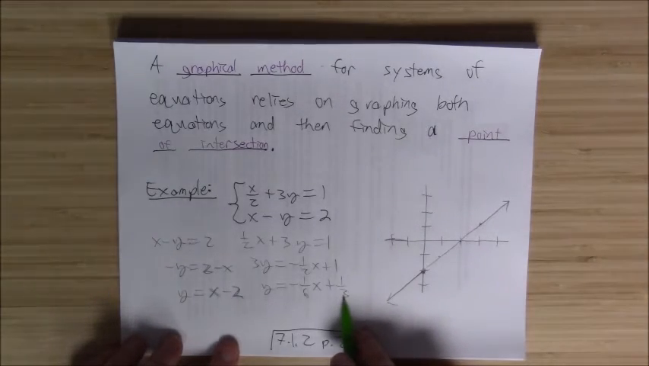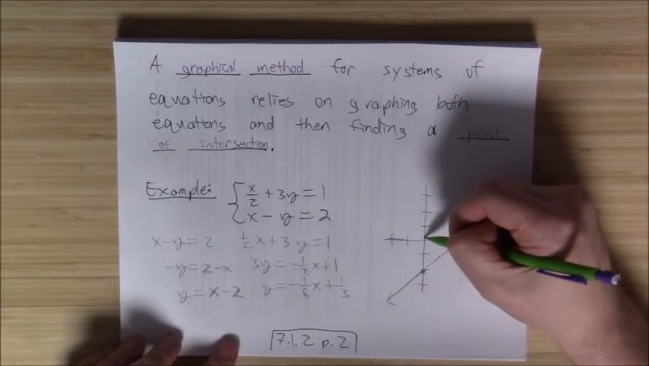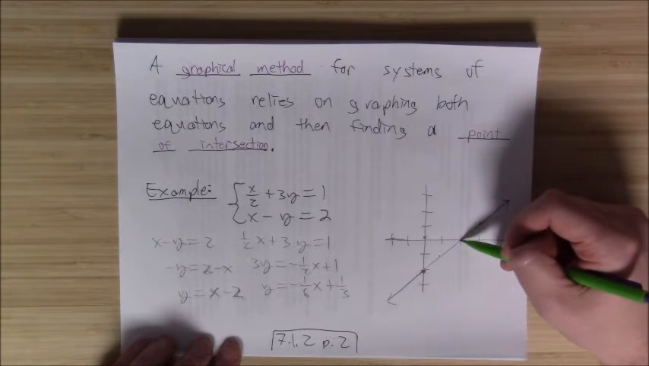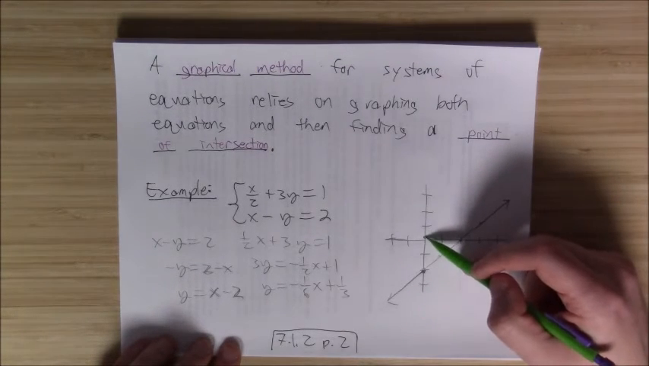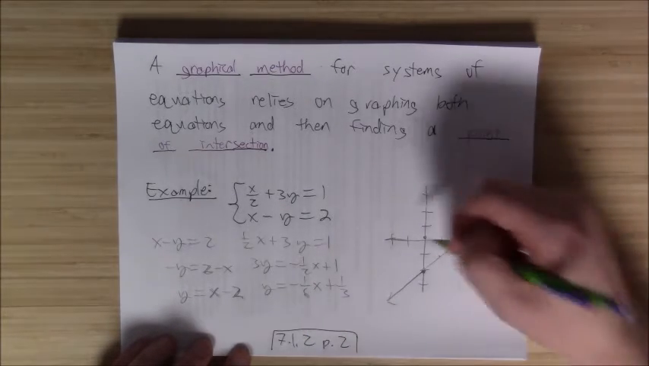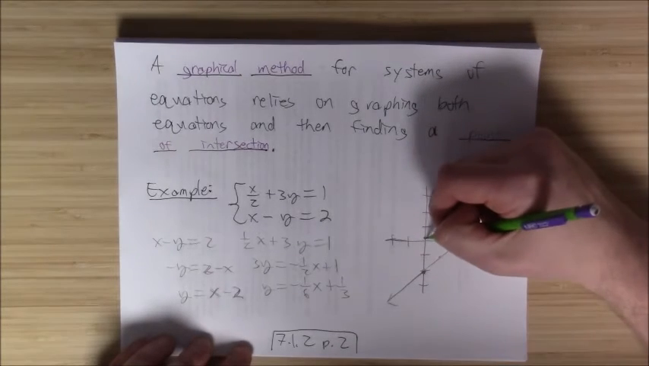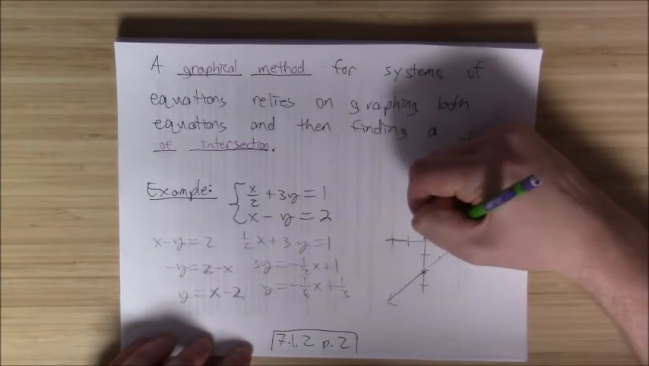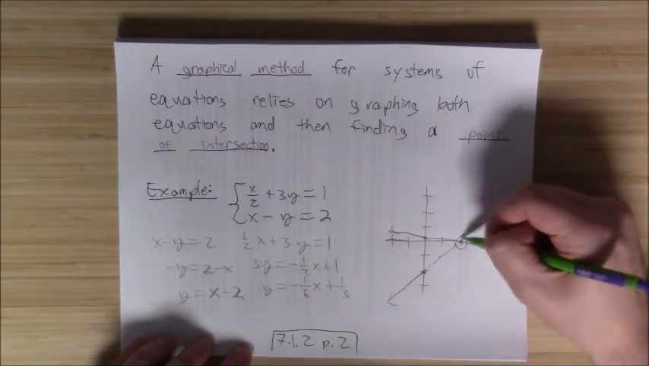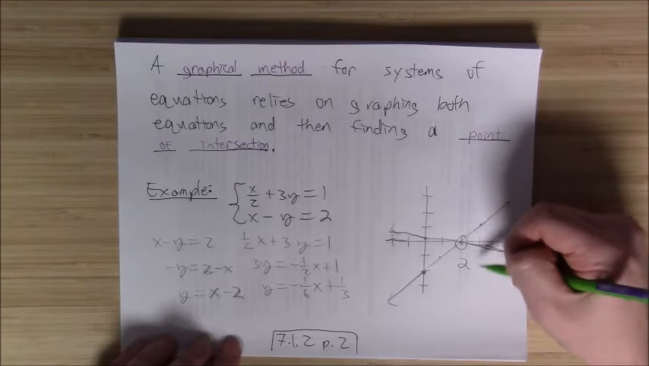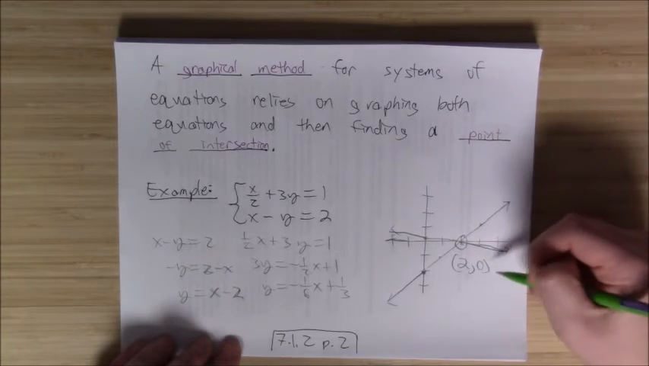This other line has a y-intercept at 1/3, which is about there. And to go down 1/3, you would be going down 1/3 whenever you had x equal to 2, and so you end up there. So if you graph like this, you see that this is the point of intersection. Namely, the solution to the system is going to be (2, 0), because that is the point.